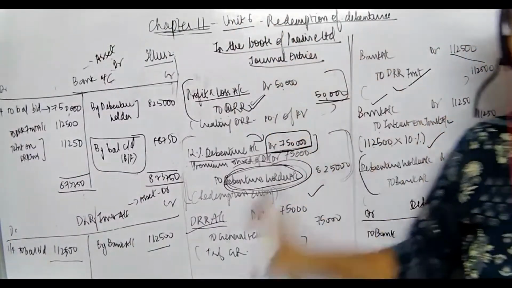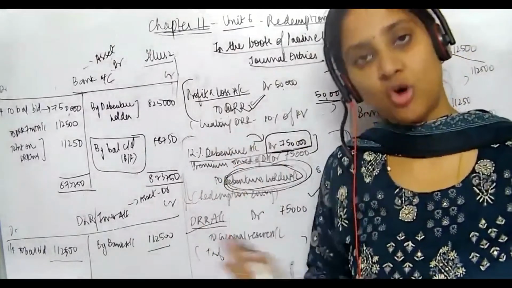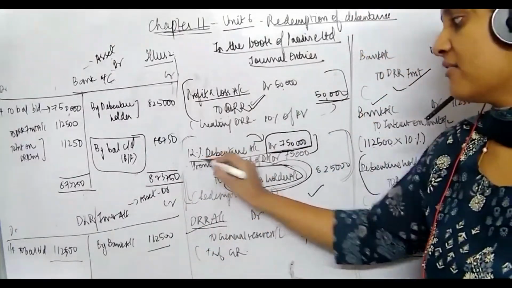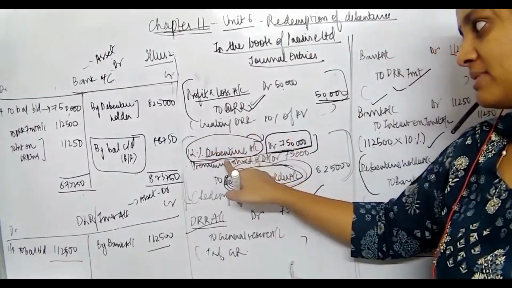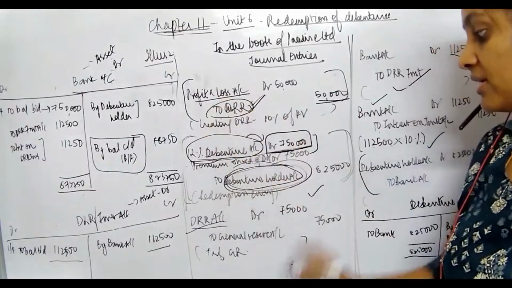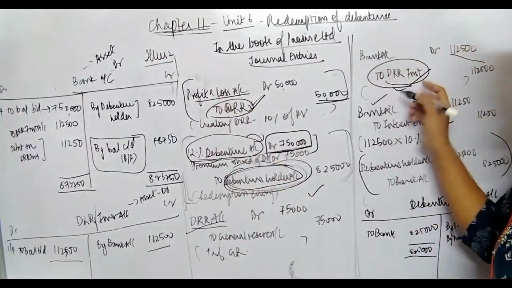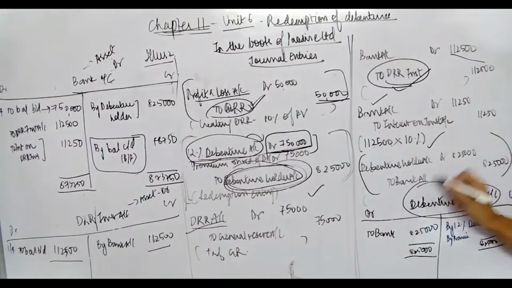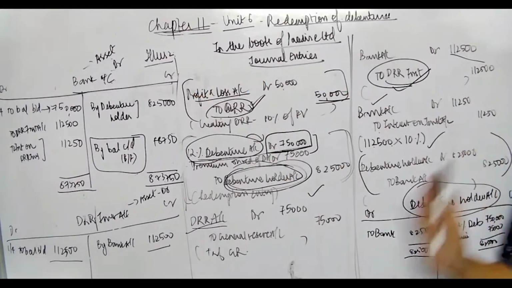I showed you 1, 2, 3, 4, 5, 6 entries, and we have opened 6 accounts for all those entries put together. What are they? First, we saw percentage 12% debenture. Then we saw DRR account. Then we saw DRR investment account. Then we saw the debenture holders account. And then we saw the bank account. That's all. As simple as this.